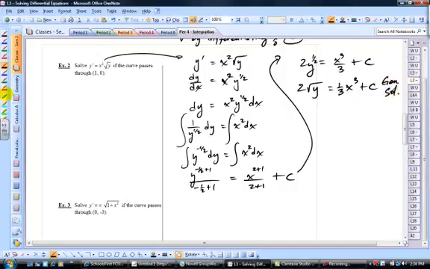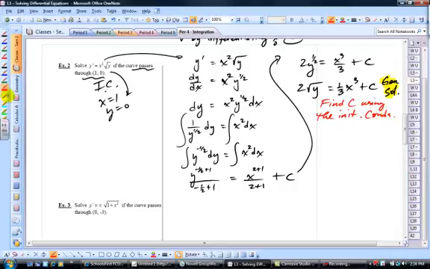But we want a specific one for this problem, because I know that the curve passes through 1, 0, and that's called your initial condition. So when x is 1, y equals 0. That's what that means. And so what I need to do is substitute in the IC to find c. So I'm going to substitute 0 in for y. So we need to find the constant here, find c using the initial conditions.